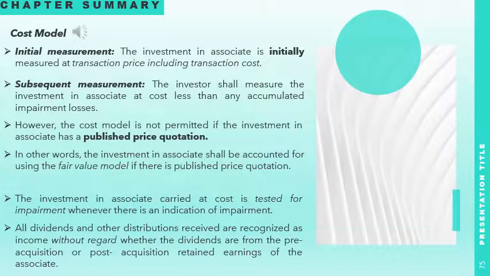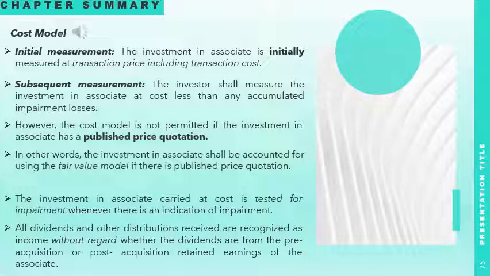Under the cost model, for the initial measurement, the investment in associate is initially measured at transaction price including transaction cost. For its subsequent measurement naman, the investor shall measure the investment in associate at cost less any accumulated impairment losses. However, the cost model is not permitted if the investment in associate has a public price quotation.